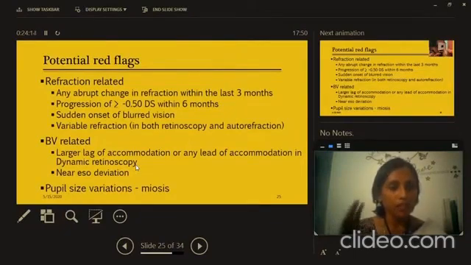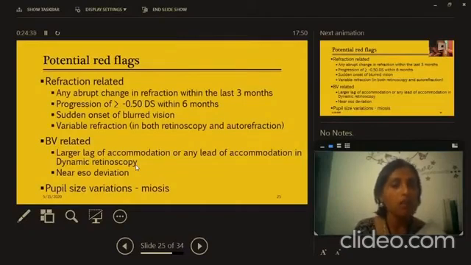So the first thing is refraction related, which of course is any abrupt change over the last 3 months, because as all of us know, this is the time when all of us are engaged in more near activity. So it could be most likely quarantine myopia related to spasm or pseudomyopia, but not a true progression. And any progression greater than or equal to half a diopter within the last 6 months definitely needs a cycloplegic confirmation.